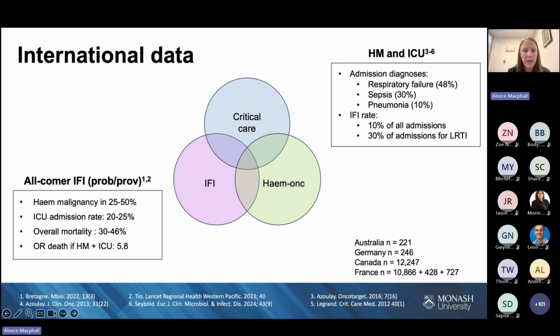I'll start with the general and then try to get more specific and describe some local data at the end. In the critical care and hem-onc space, there are a number of big multi-centre and national level cohort studies.